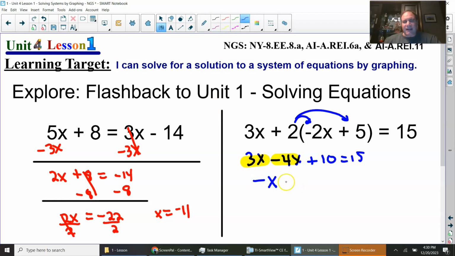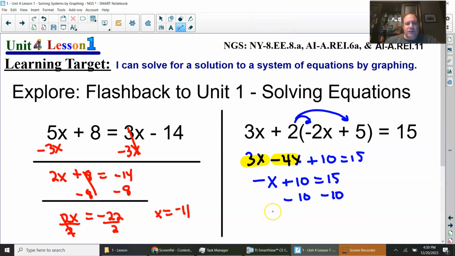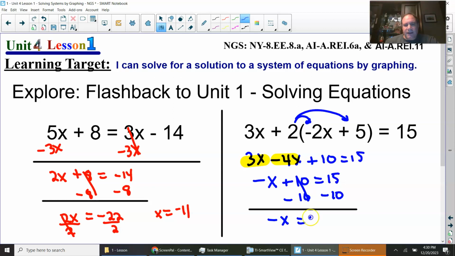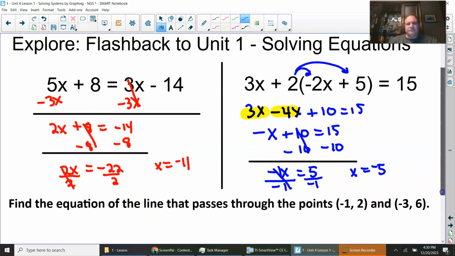So I'm just going to put -x plus 10. I'm going to bring down that plus 10, bring down the equal sign, bring down the 15. Then I subtract 10 on both sides. And once you do that, the 10s cancel on the left side, and you bring down -x equals 5. Then I'm going to divide by, there's really a -1 that's right next to the x. You have to divide by that -1, because remember, you have to have a positive x that you are solving for, and the answer is -5.